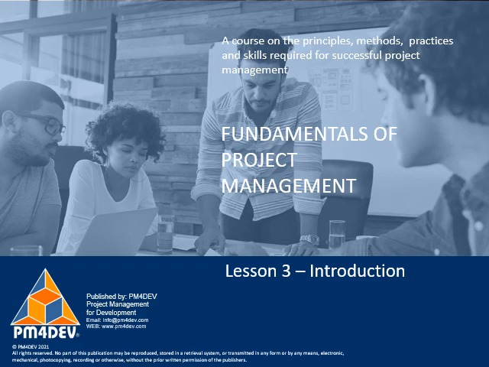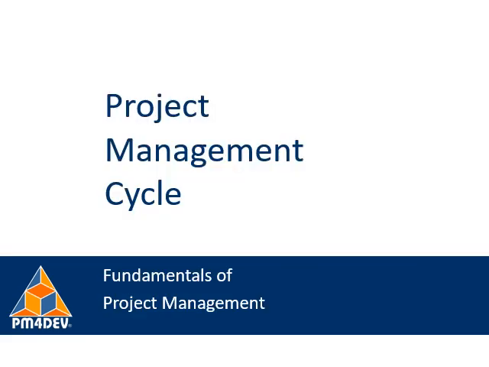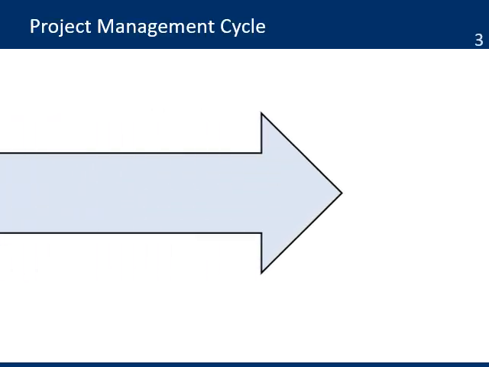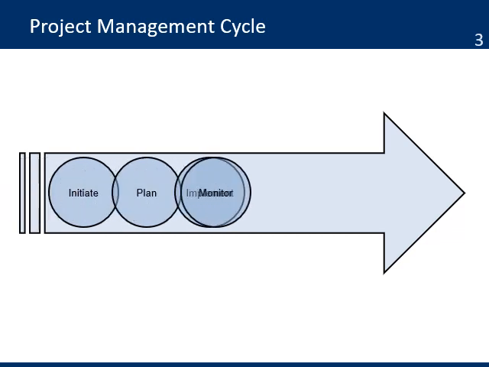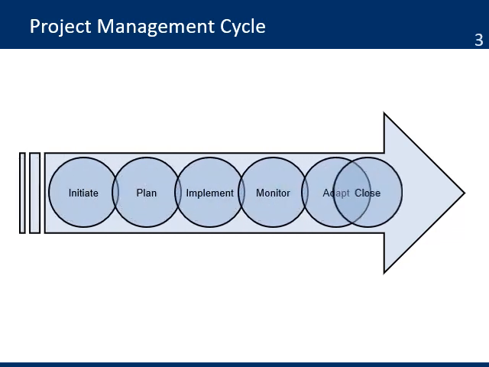Lesson 3, Introduction. The project management cycle. A project life cycle is the sequence of phases that a project goes through from its initiation to its closure. The number and sequence of the cycle is determined by the management and various other factors like the needs of the organization involved in the project, the nature of the project, and its area of application.